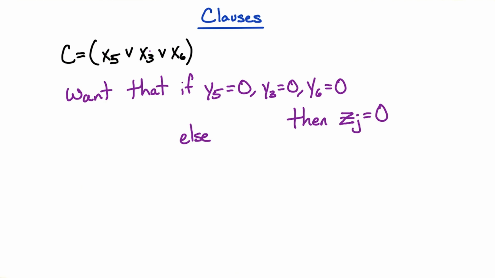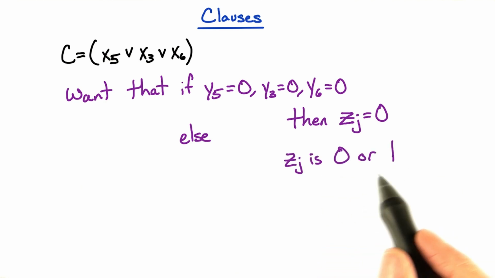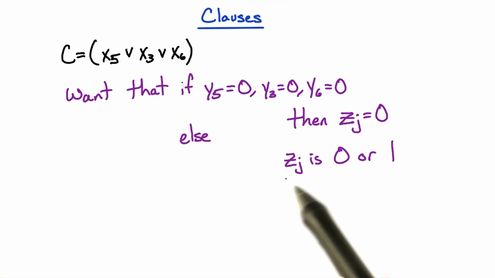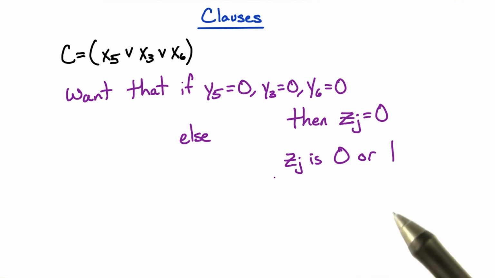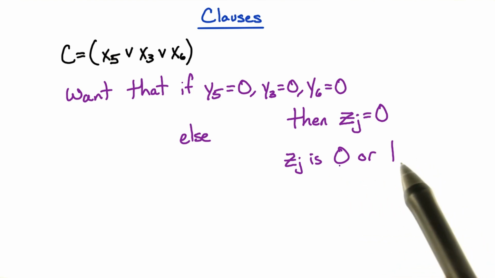What if it's another setting? Well, then this clause is satisfied. In this case, zj will be value 0 or 1. We can't force it to be value 1. But what we can do is we can try to maximize these zj's. That'll be our objective function. And then the optimal point will take value 1. So if it can achieve value 1, then we will.